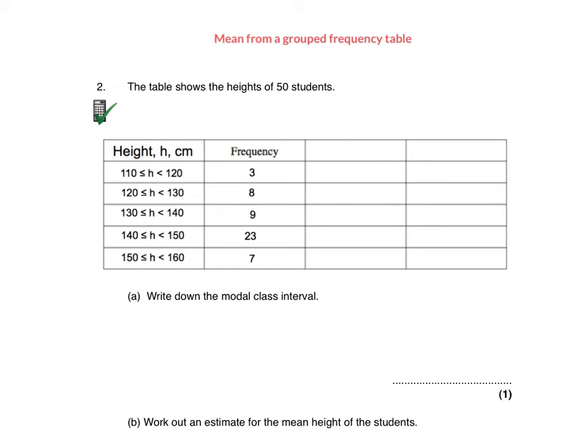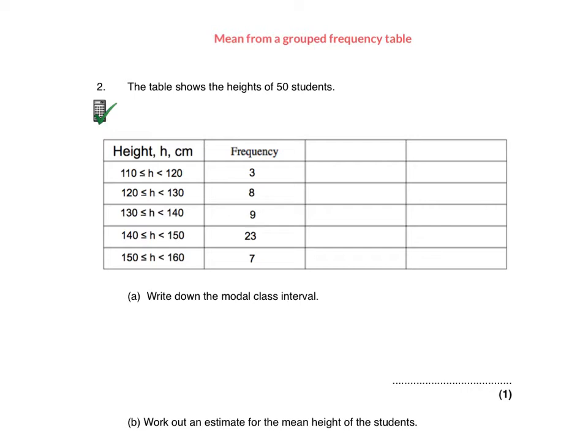Today we're going to look at mean from a grouped frequency table. Here we have a frequency table, but what's different from previous ones we would have done in the past is that the data here is grouped. So this is from 110 up to but not including 120, and then from 120 up to and not including 130, and so forth.